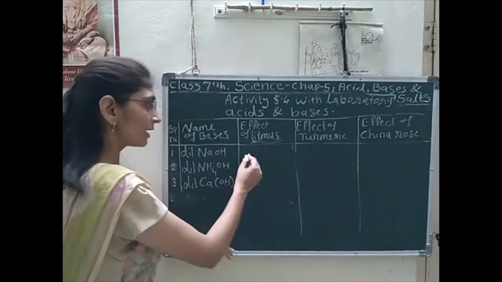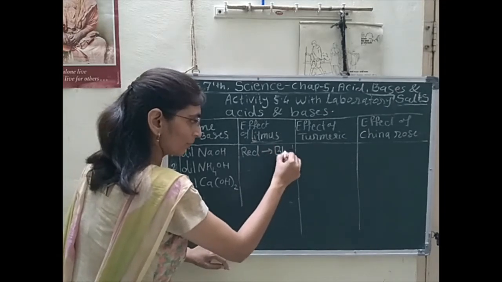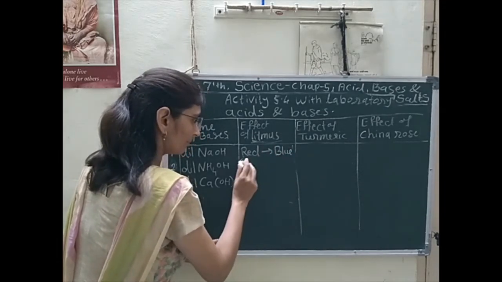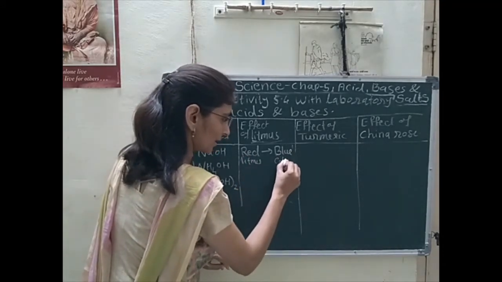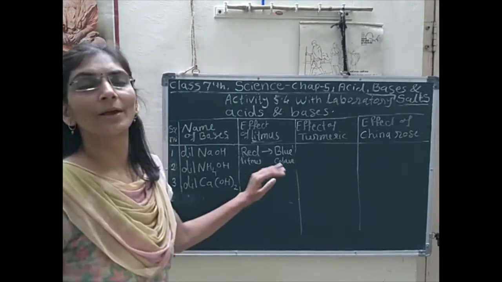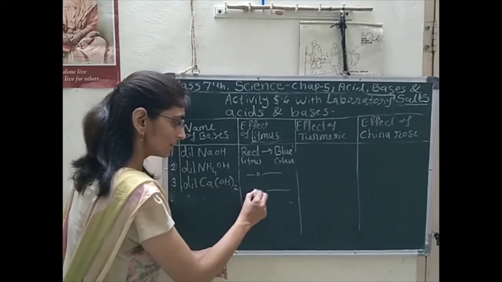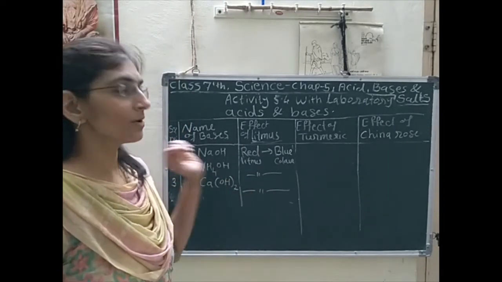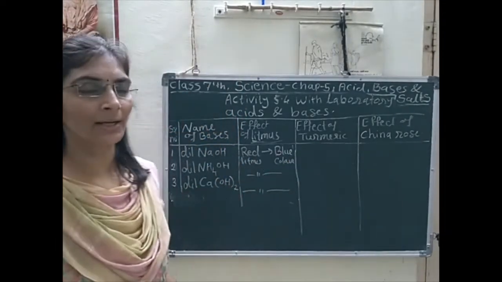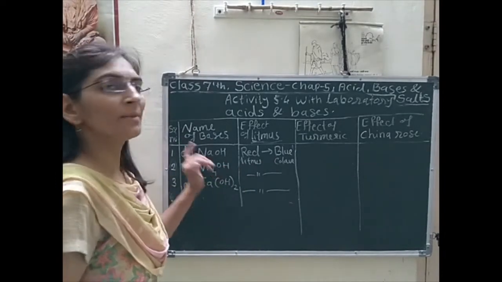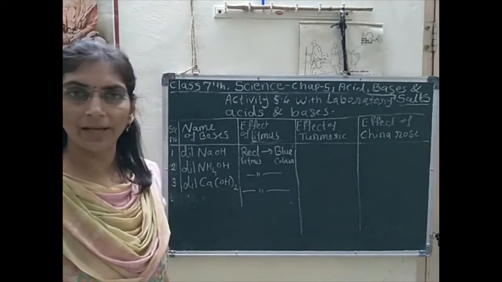So what result will we get here? Red litmus paper will turn into blue color. That observation we have to write here, and we will get the same observation in the case of all samples of bases in diluted form. The next experiment we have to perform is with the turmeric indicator. Take all those bases one by one and react them with the turmeric indicator. What will happen? What result will we get?